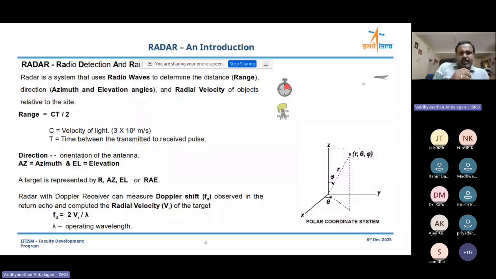So this is the range, and the direction, azimuth and elevation, what we call the direction of the target, is taken from the direction at which we are getting the echo.